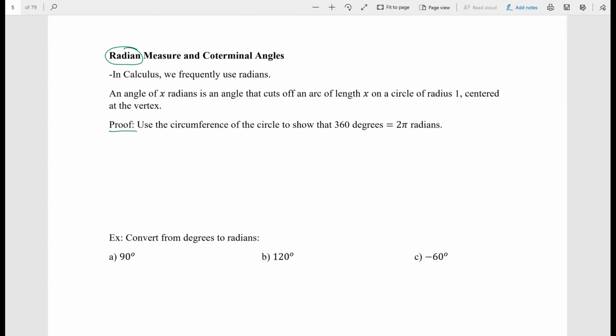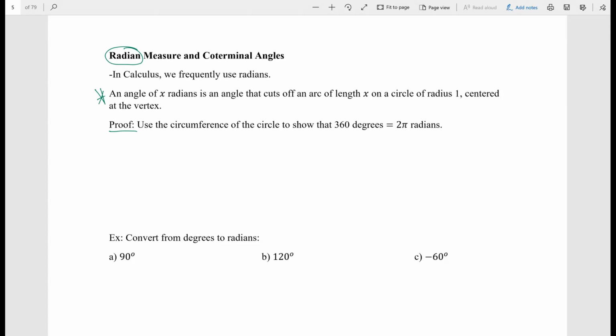If you're going to be taking physics, there's a lot of degrees, so you'll be using a lot of degrees. But you should really know radians, especially if you're heading into calculus, because all of calculus is based on radians when we talk about trig functions. So what exactly is a radian? An angle of x radians is an angle that cuts off an arc of length x on a circle of radius 1 centered at its vertex.